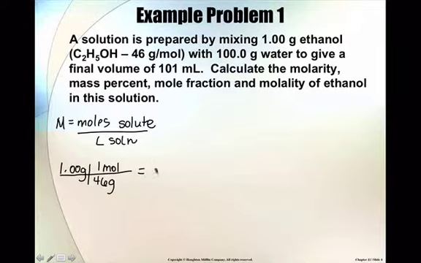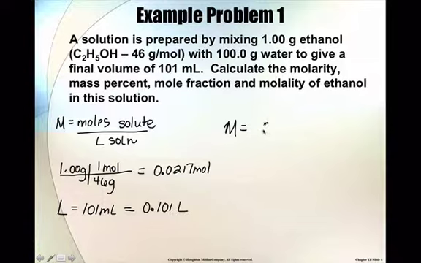And when I do that, I take 1 divided by 46, and I end up with 0.0217 moles of ethanol. The liters of my solution, I have to take the 101 milliliters and just convert it to liters. So I'd bump it 3 places back. So this would be 0.101 liters. And then all I have to do is just plug it into my molarity calculation.